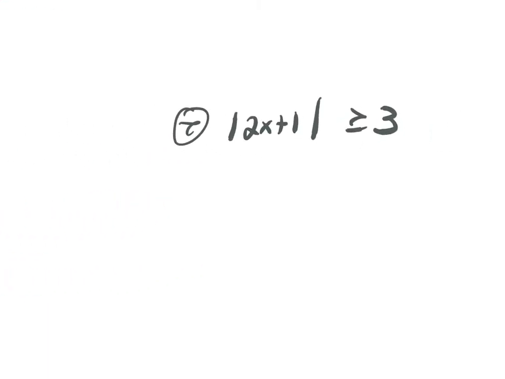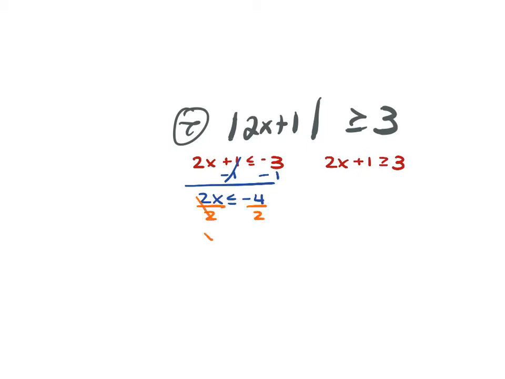For 7, we have the absolute value of 2x plus 1 is greater than or equal to 3. We're separating this into 2. So 2x plus 1 is less than or equal to negative 3. 2x plus 1 is greater than or equal to positive 3. We subtract the 1 from each side, so 2x is less than or equal to negative 4. Then we divide each side by the 2 to get x is less than or equal to negative 2.